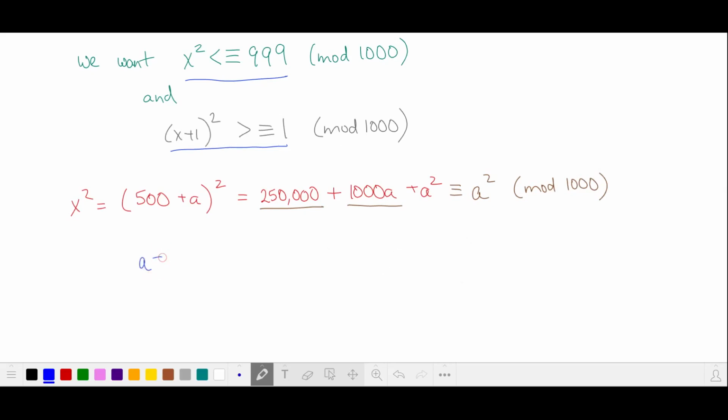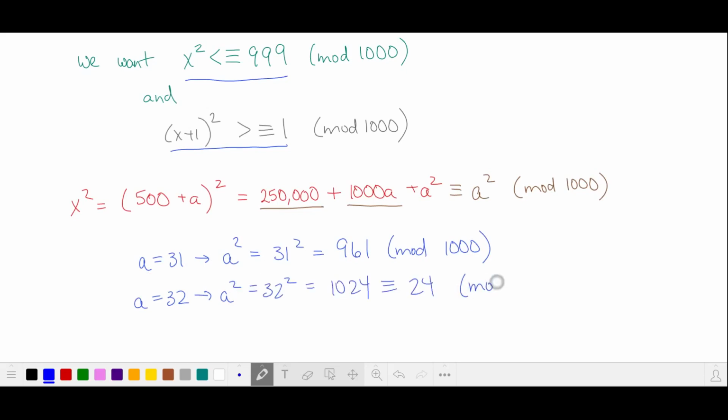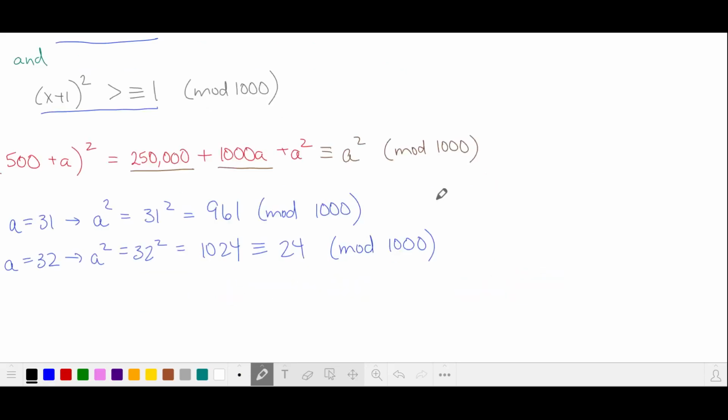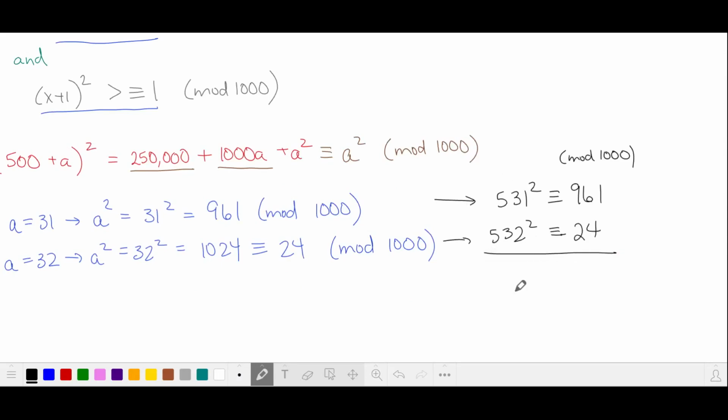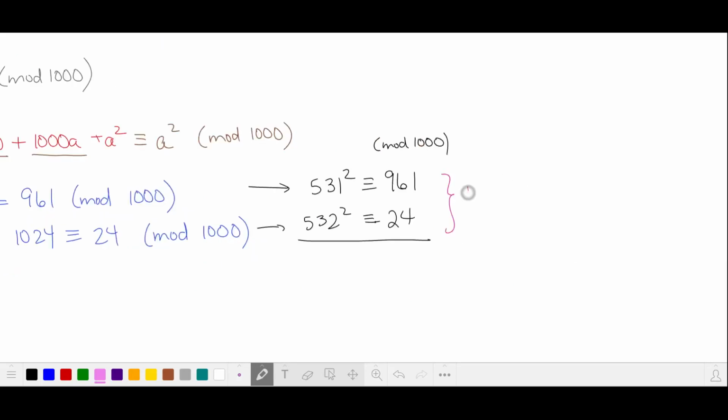If we take a equal to 31, then a squared is just to the left of a multiple of 1,000. When a is equal to 32, we get a number that's just to the right of a multiple of 1,000. Adding these to 500, we get the same result for 531 squared and 532 squared. So we must have a multiple of 1,000 between these two perfect squares.